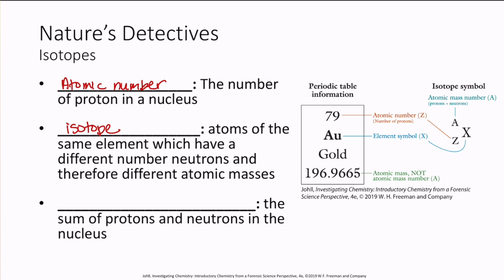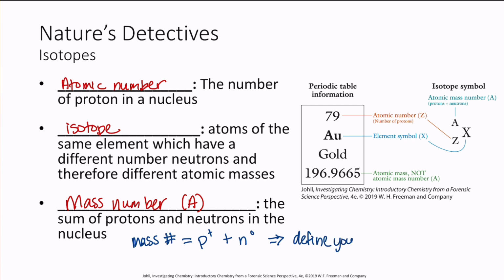Now, the mass number, which is given the symbol capital A, is going to be equal to the number of protons and neutrons in the nucleus. So the mass number is going to be equal to the protons plus the neutrons. And this is going to be specific for each isotope. So this will define your isotope. It'll tell you which isotope you are dealing with.